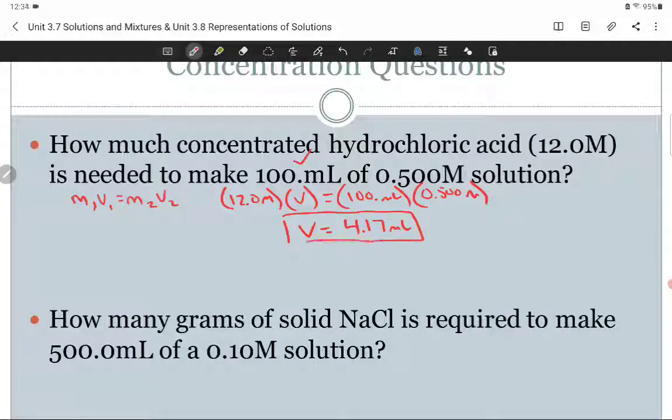Now, to make that happen, I don't think you'd be able to use a graduated cylinder because you wouldn't be able to get precisely 4.17 milliliters. But with a volumetric pipette, that might be possible.